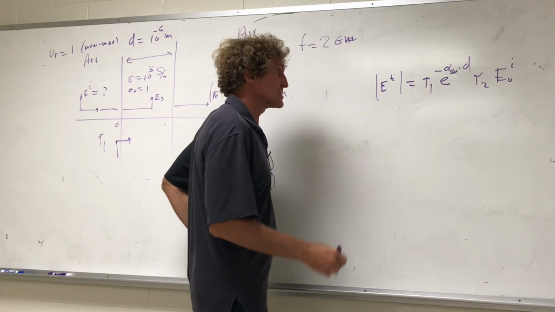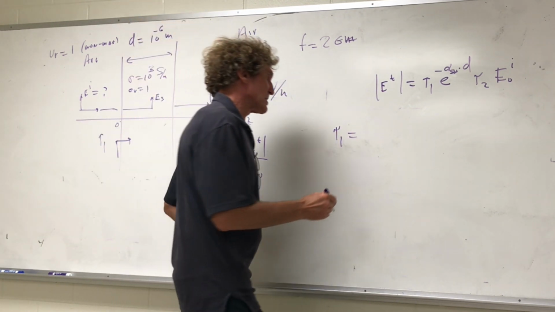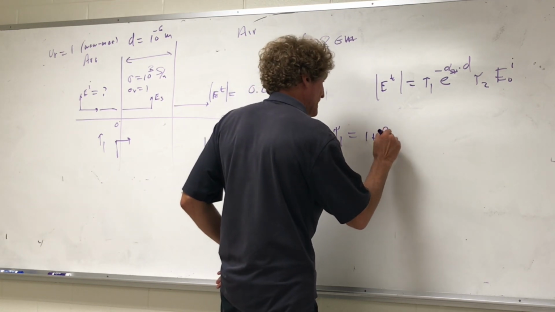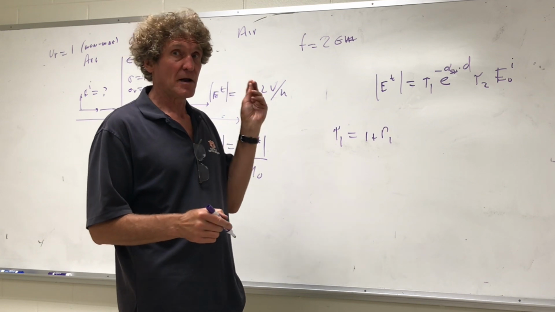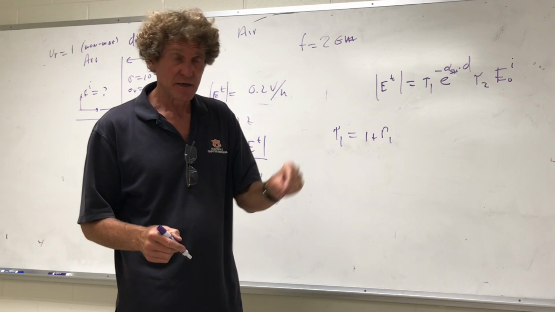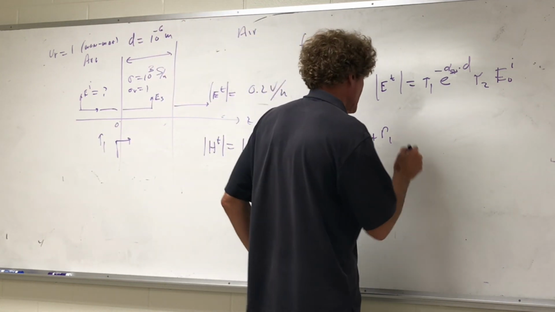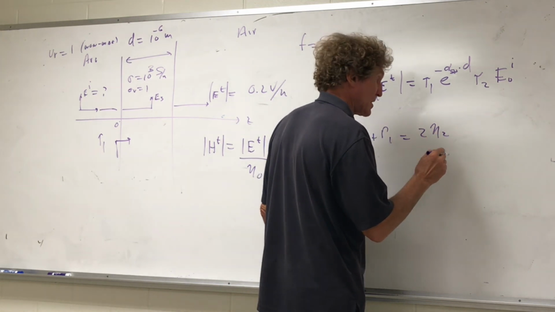Now this is normal incidence. So what is the transmission coefficient in region 1? I can say it's 1 plus the reflection coefficient in region 1. The reflection coefficient from 1 to 2 would be what? Eta 2 minus eta 1 over eta 2 plus eta 1, correct, class? If you added 1 to it, you get 2 times the impedance you're going into, right?